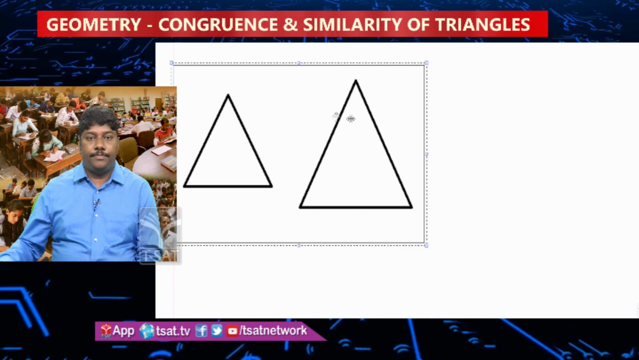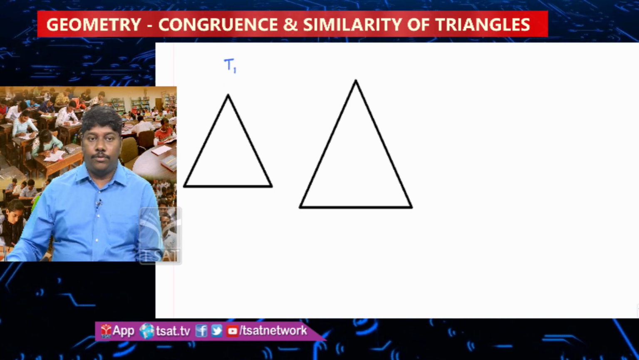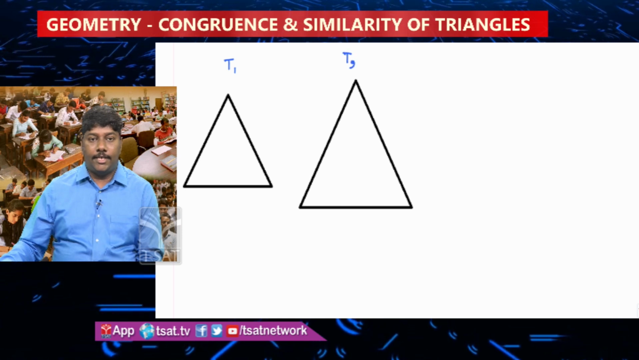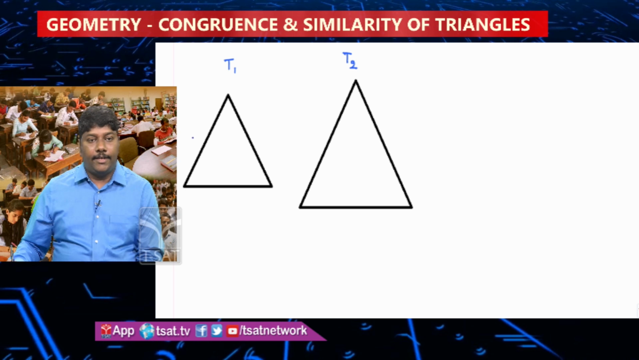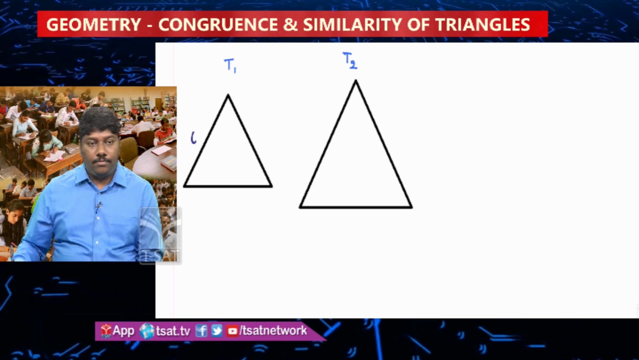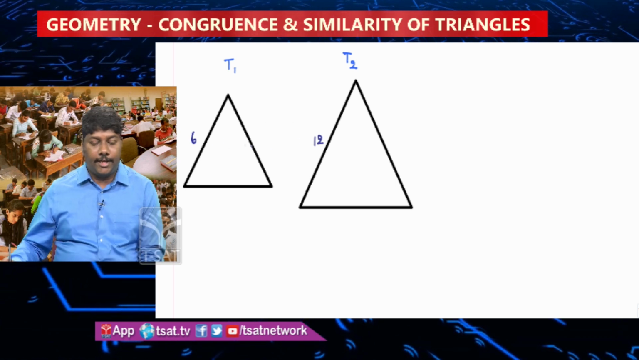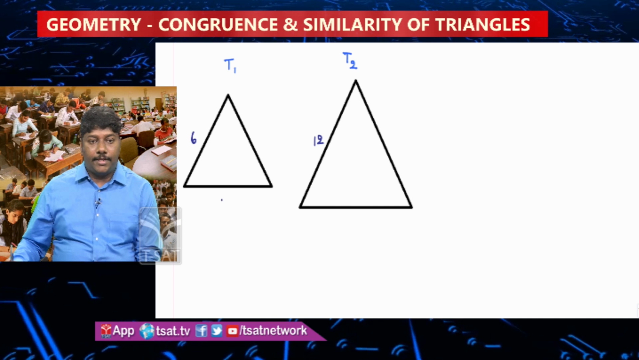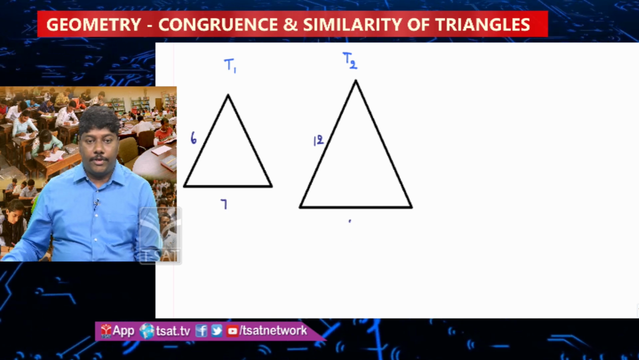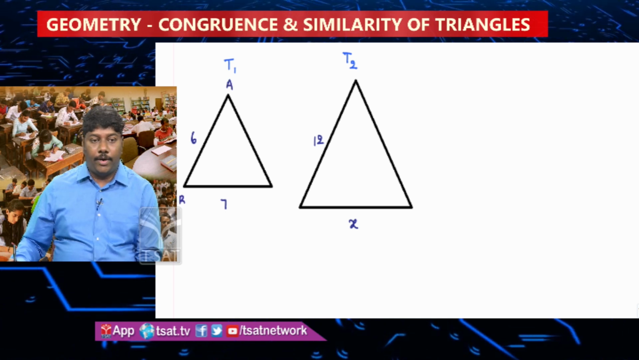Two triangles. Suppose triangle 1, triangle 2. These are similar triangles I am giving you. This side is 6, this side is 12. They are similar triangles in the respective ratio. If this side is 7, if it is x, find out the value of x. ABC, PQR.